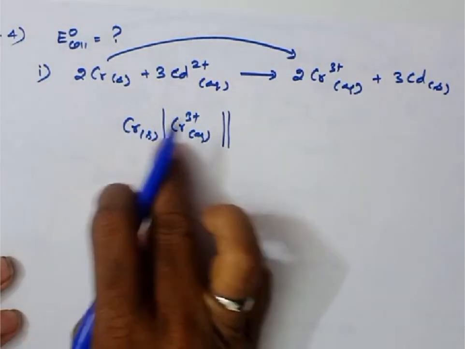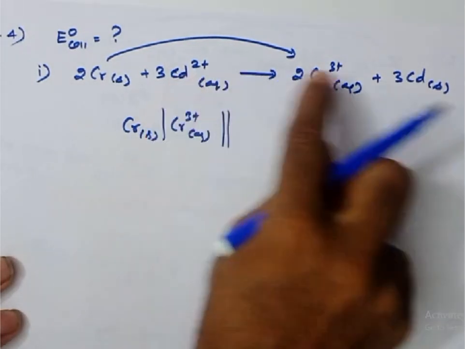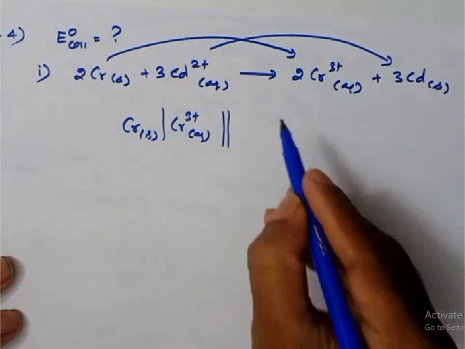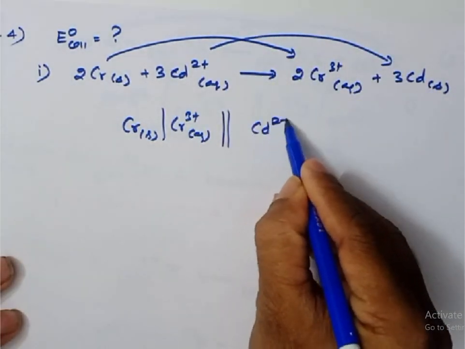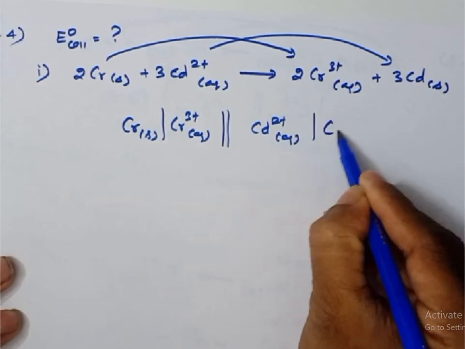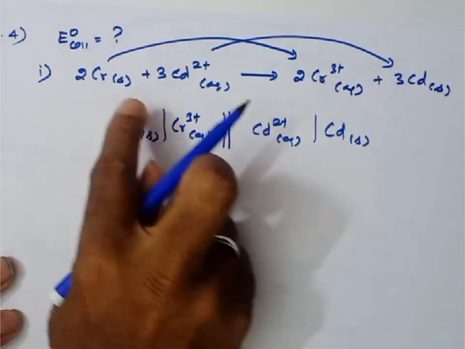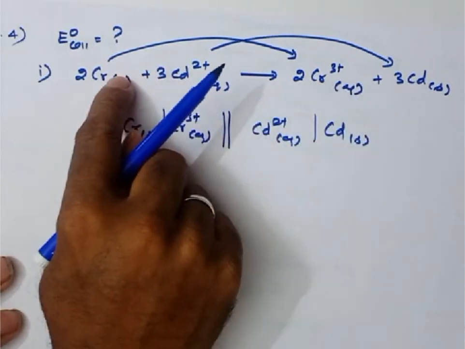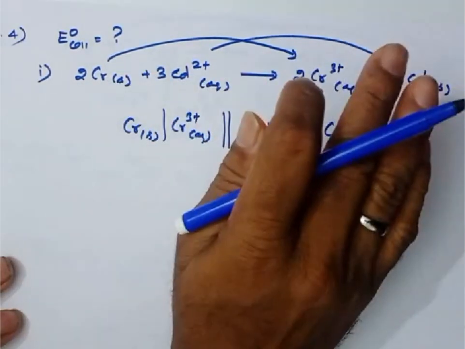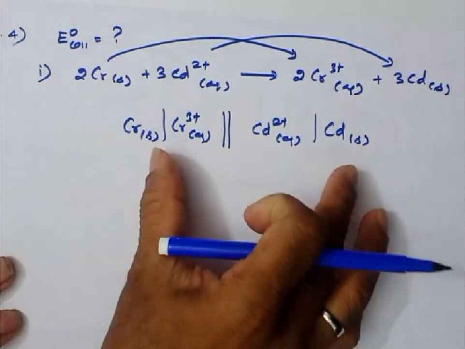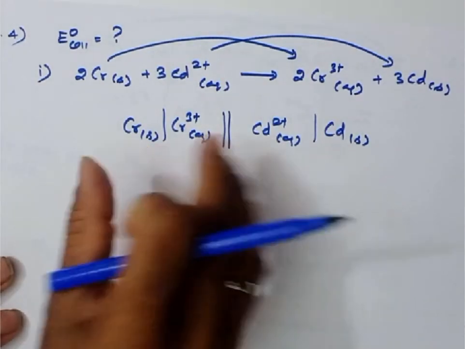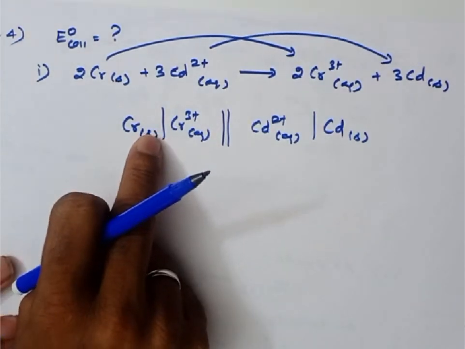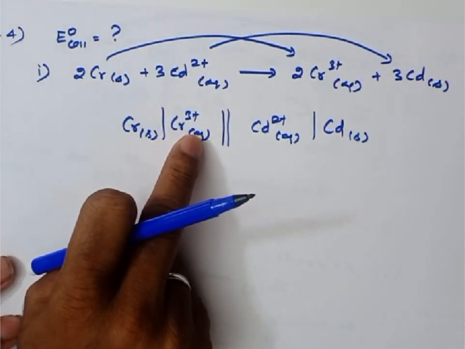Okay, so this is the oxidation reaction. And what is the reduction reaction? Cadmium 2 plus becoming cadmium, that is a reduction reaction. So cadmium 2 plus aqueous becomes cadmium. Don't worry about these numbers. These numbers are supplied here for the balancing purpose. While writing the cell representation, you need not worry about that. Just take what is the rod, what is the metal, and in which solution it is immersed.